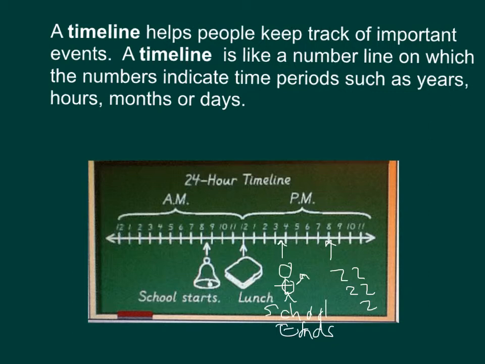So boys and girls, if you take a look at this timeline, it's divided into hours. It goes 12, 1, 2. So this timeline here has hours. And then we've talked about important events that happen during the day. So again, we have a timeline that shows us what our day looks like. Let's look at another kind of timeline.